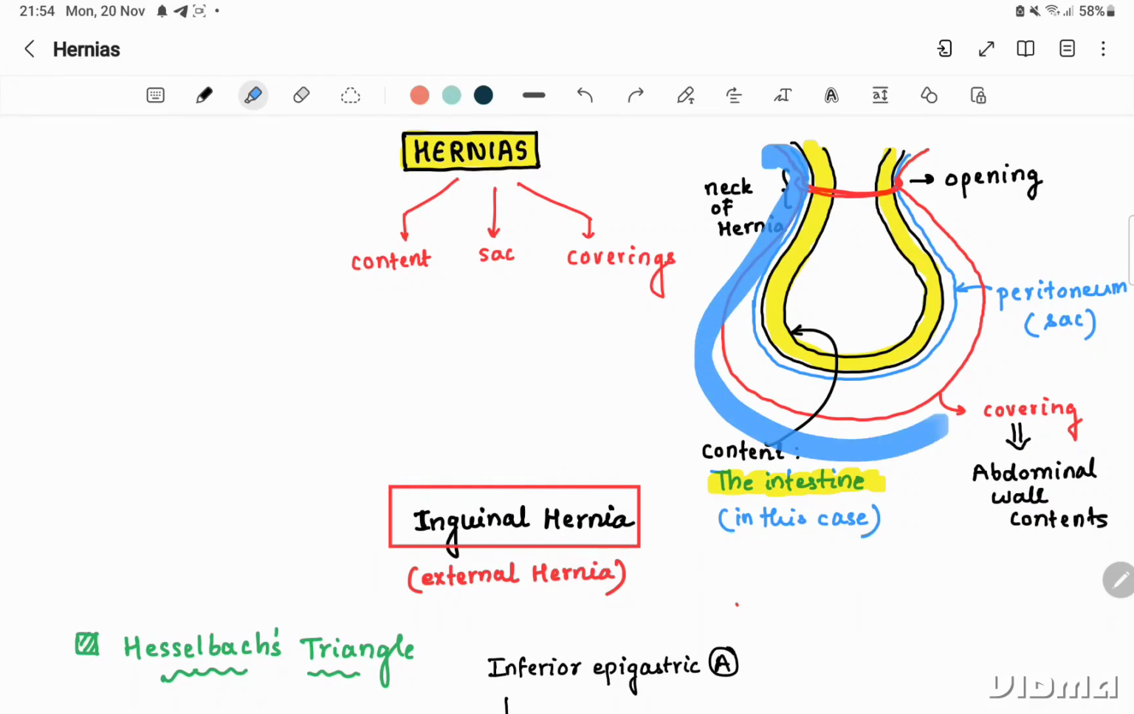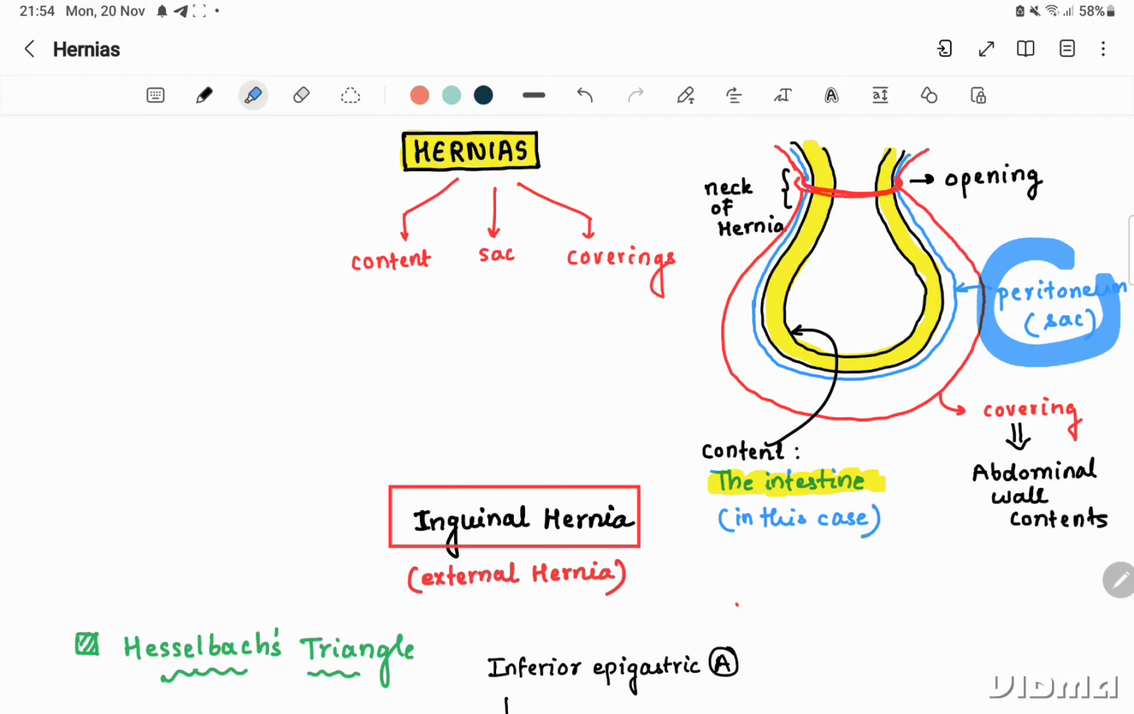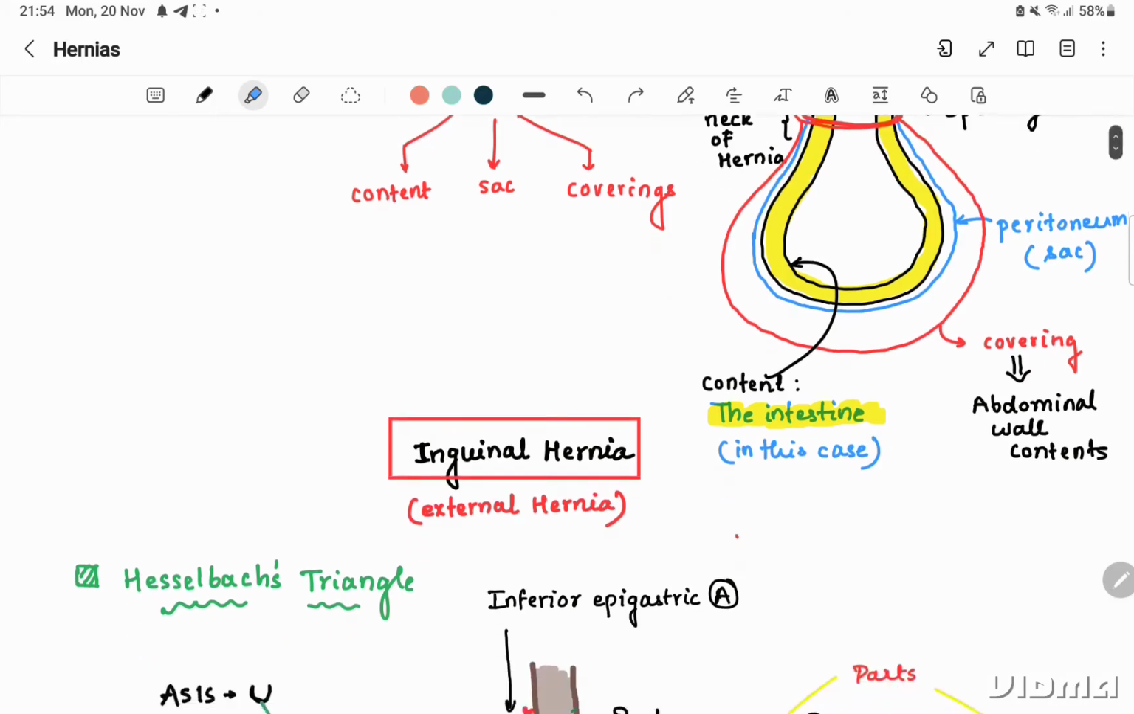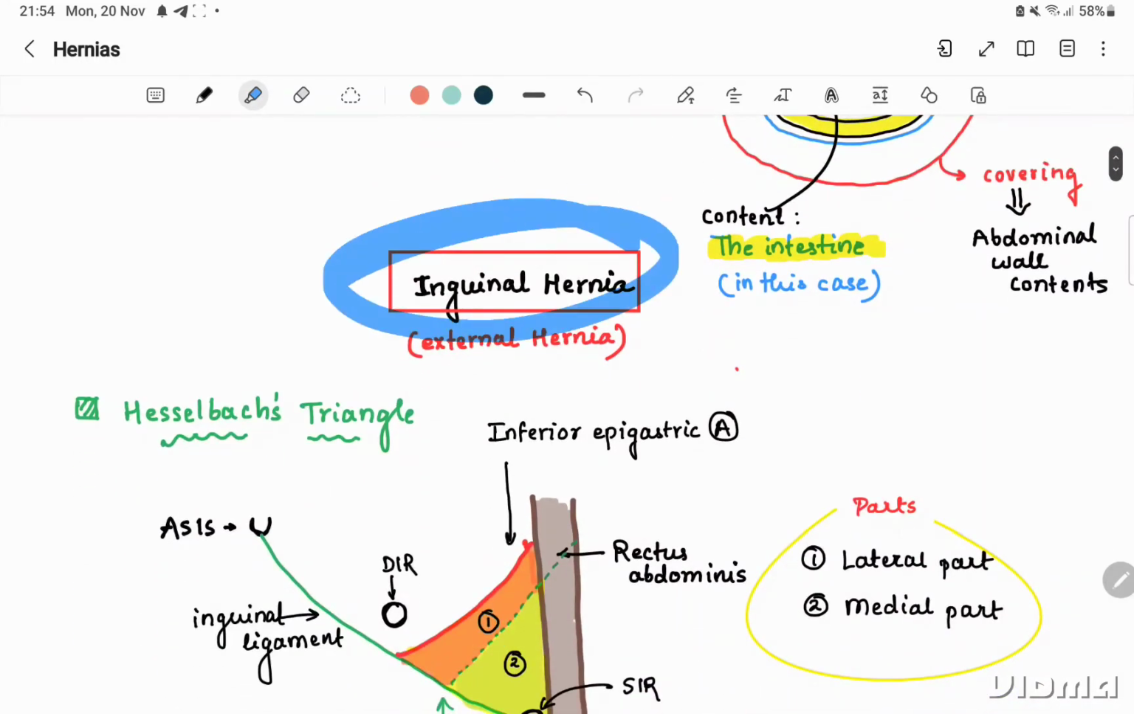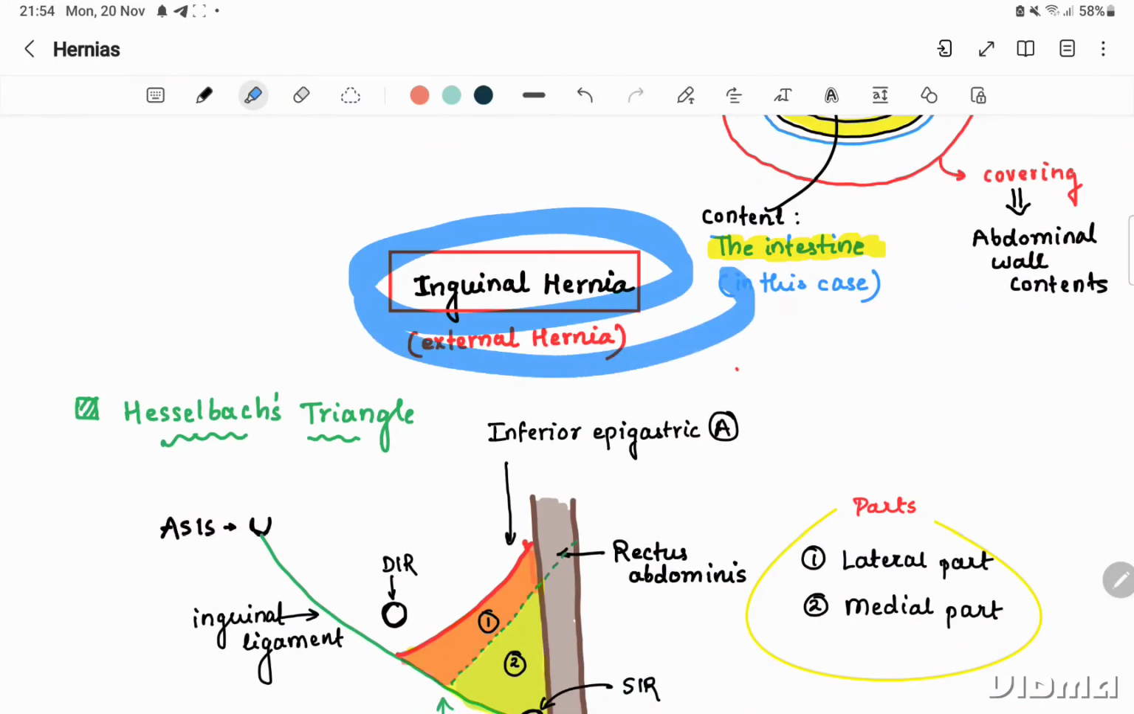The hernia will come out of an opening, and the constricted part of the hernia is called the neck of the hernia. It is covered by the anterior abdominal wall contents, and peritoneum will be covering it, and the content will be your intestine in this case. Your intestine has come out. So you can have a variety of hernias. Talking about the inguinal hernia, that is your external hernia.